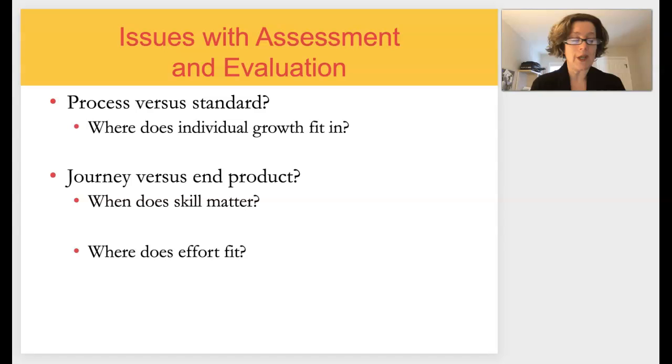And let's look at journey versus end product. Is it about what they are learning, trying or failing to do on the way, or is it only about the end product? So do we care about the journey to get to the learning, or do we just care about the learning?